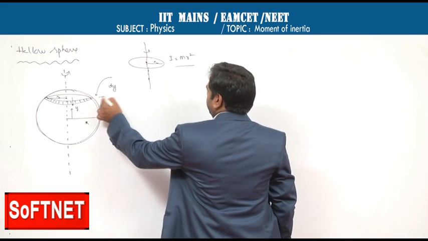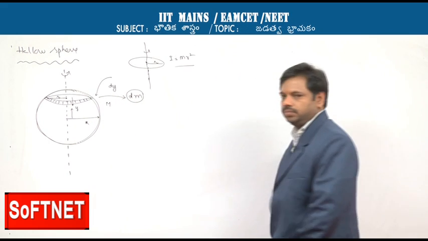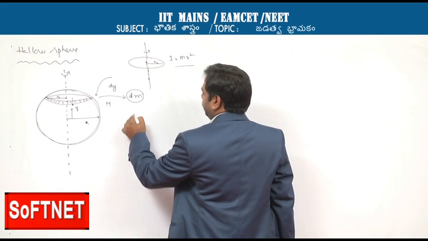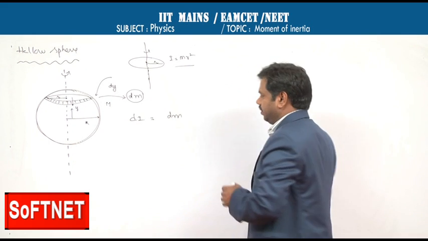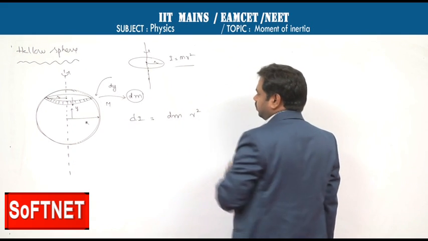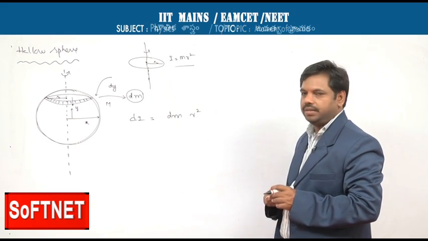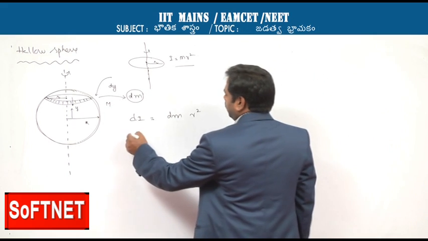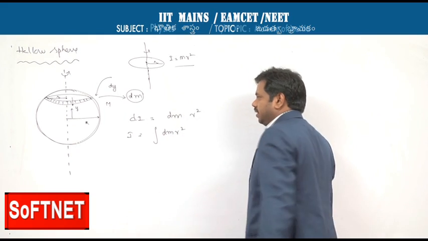What is the mass of the ring here? Say for example dm. Now the moment of inertia of this ring about this axis is equal to, we can write dI is equal to nothing but dm into r square. Then what is the moment of inertia of the whole sphere? Simply by integrating this equation we will get the answer. That is I is equal to integration of dm into r square.